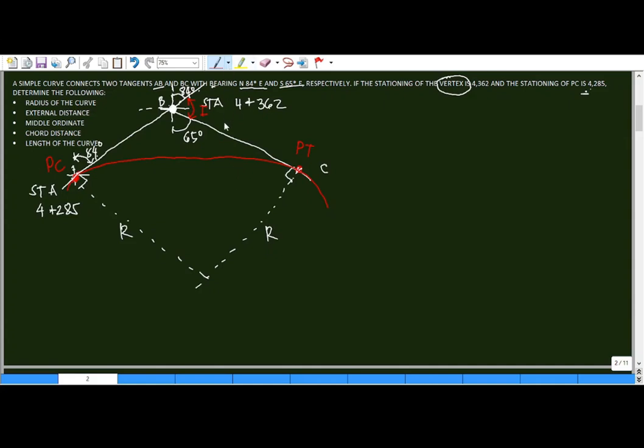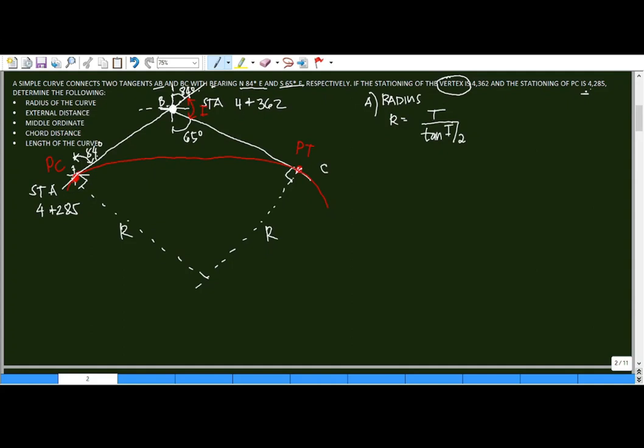So let's solve the first requirement, that is the radius of the curve. If I'm going to solve the radius of the curve, I have already presented to you the equation na ginagamit natin for the radius of a simple curve, that is R is equal to your tangent line over the tangent of I over 2. But the problem here, wala akong value ni intersecting angle I, wala rin akong value ni tangent.